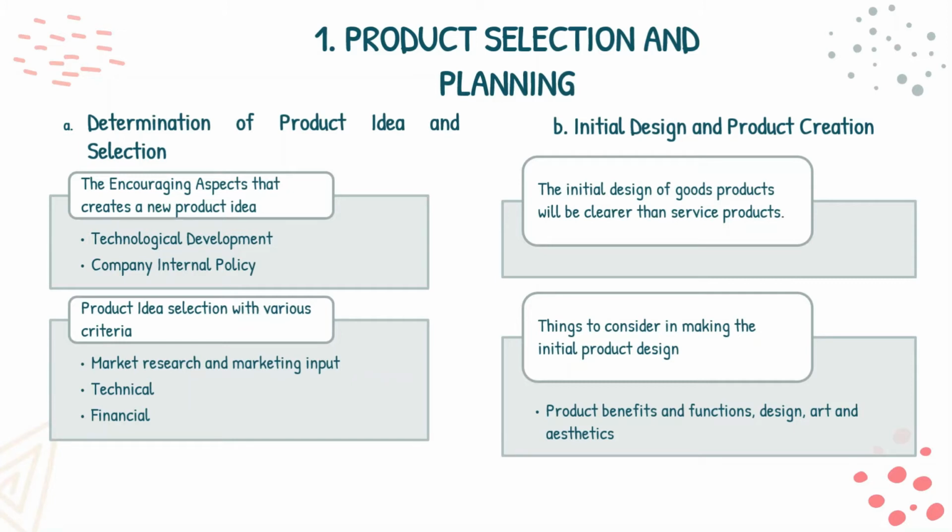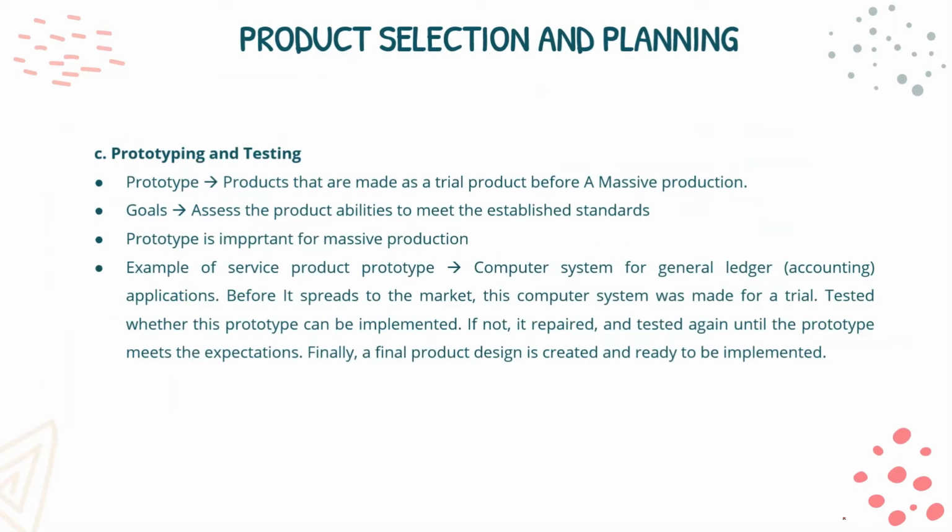selection and planning. In order to select and plan your product, you need to determine your product idea and your product selection. After you already have your product idea and selection, then you can go with your initial design and product creation. After you have your initial design, then you can go with prototyping and testing.